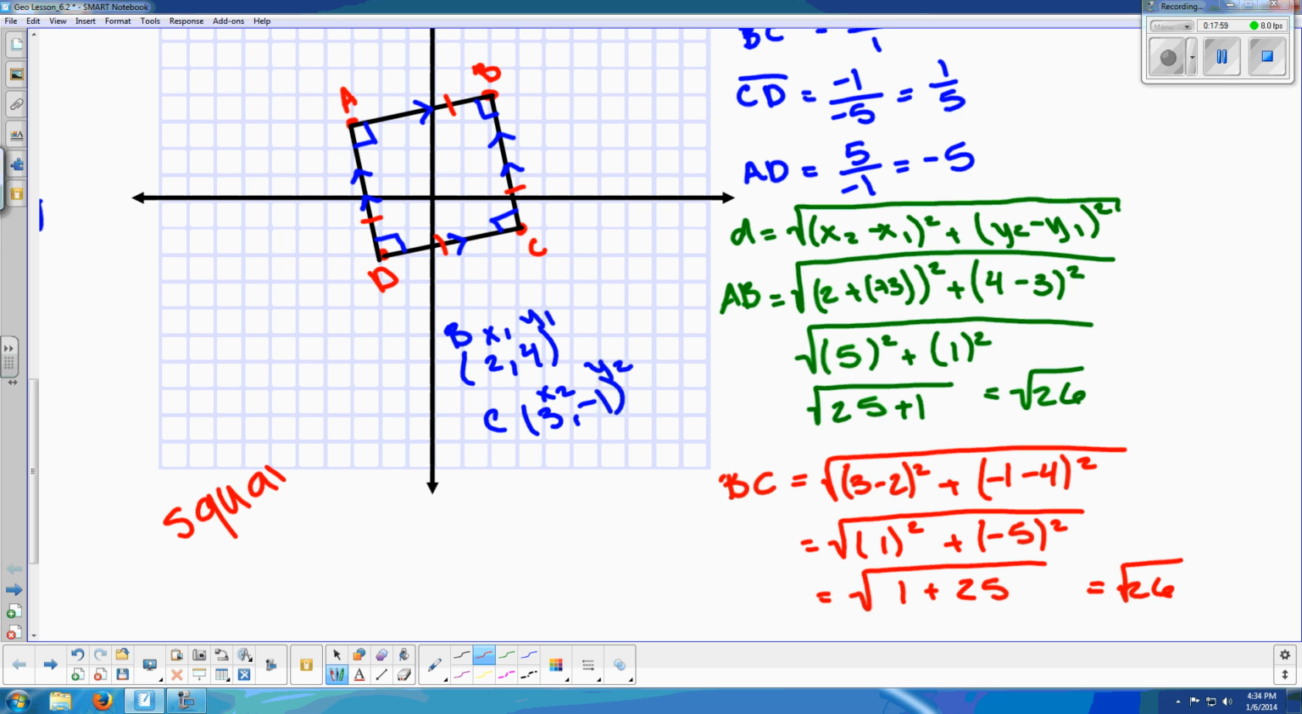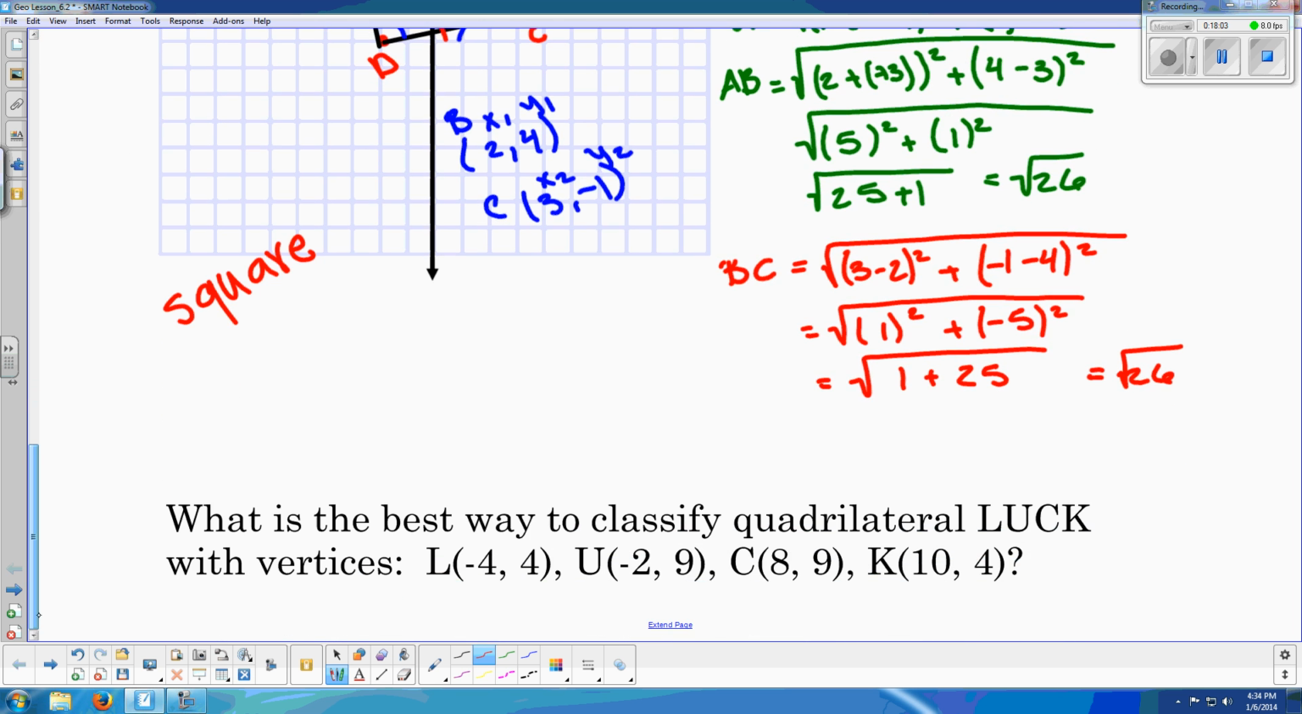a square. Now, I want you to do this next problem and bring it into class tomorrow, and we are going to do it together once you get into class, but I want to make sure you saw this video.